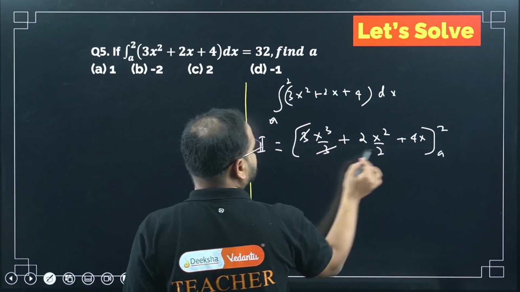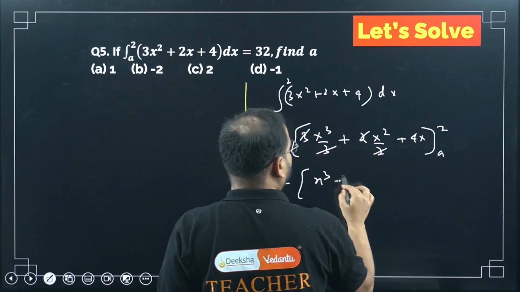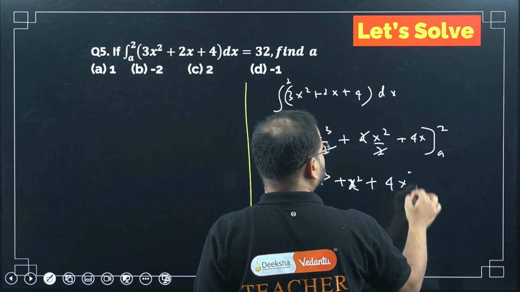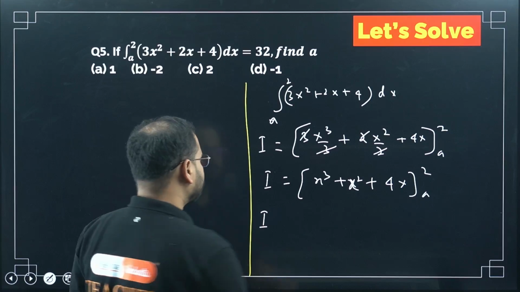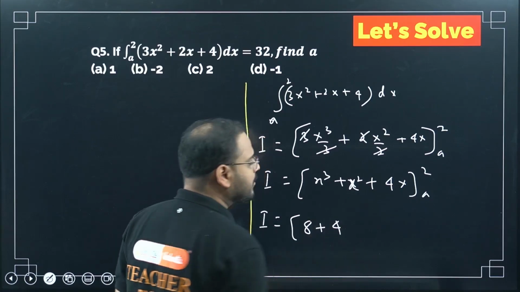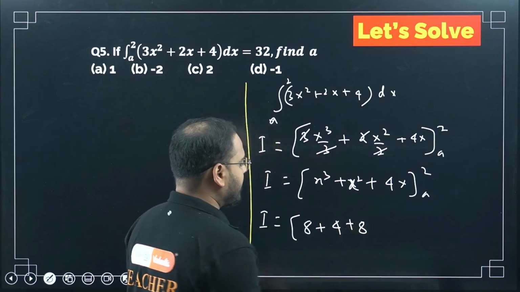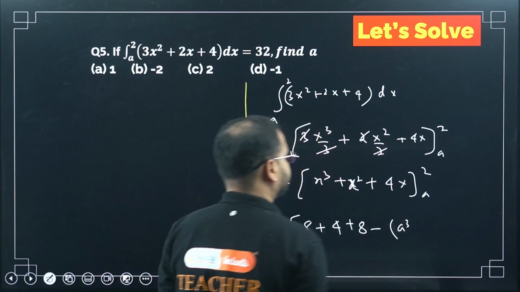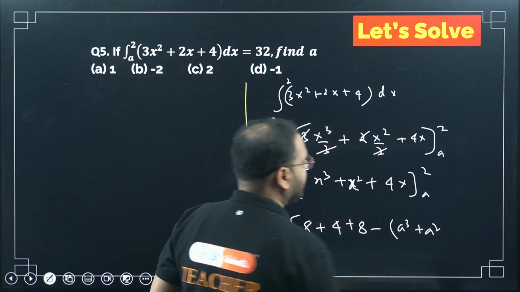Please have a look. 3 goes out, 2 goes out. What do I have left now? I equals x cube plus x square plus 4x, with limits a to 2. Apply the upper limit first. What is my upper limit? Please have a look, 2. We'll get 8 plus 4, since 2 square is 4, plus 8 again, minus the lower limit. Please have a look: a cube, I put here a square, and put here plus 4a.